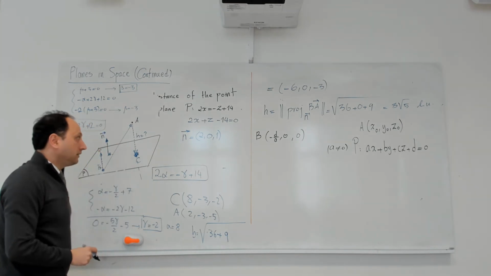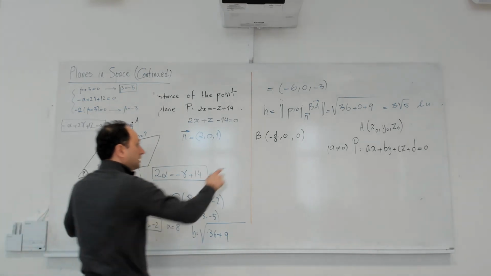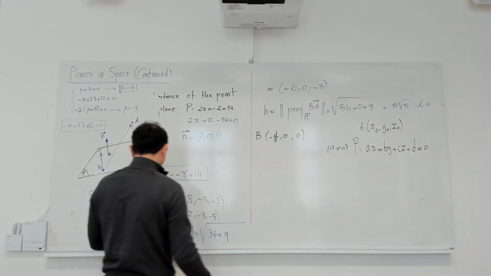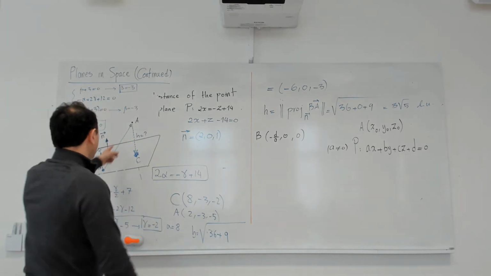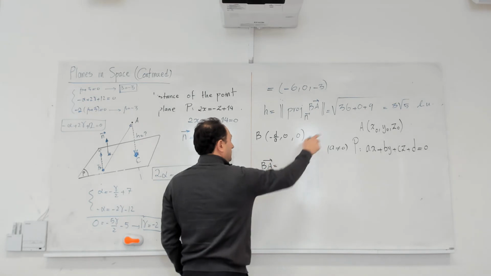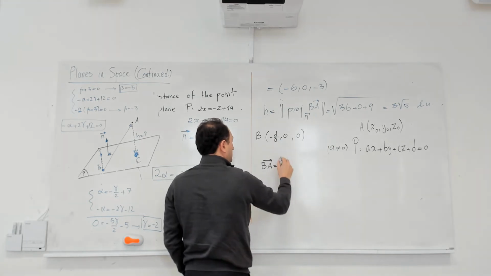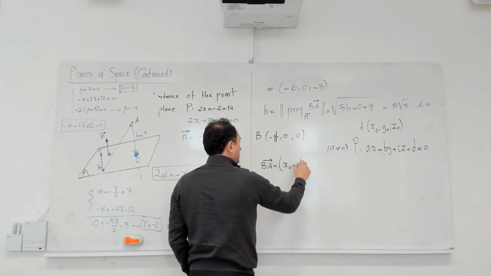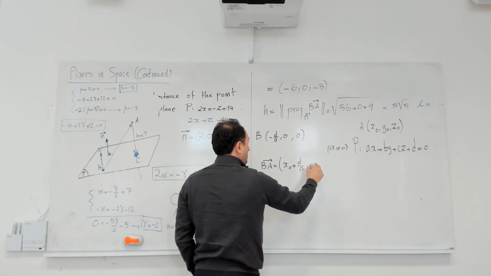Agreed? And then what I do, I take BA. So which one did we do here? We did BA or AB? Do you remember? BA. So we do BA here as well. So what is BA? The final point minus the initial point. So it becomes X node plus D over A, Y node and Z node.